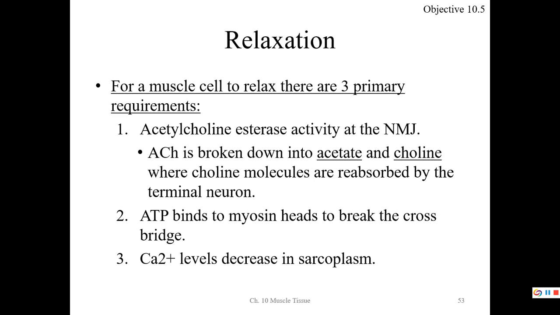This is why we go into rigor mortis soon after death, is that we die, we don't make any more ATP. We can't break the cross bridges, so the muscles go into rigor a little while after death, not immediately after death. You go into rigor a little while after.